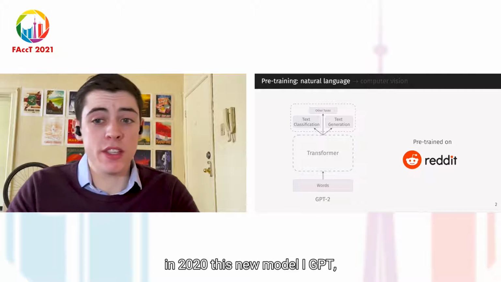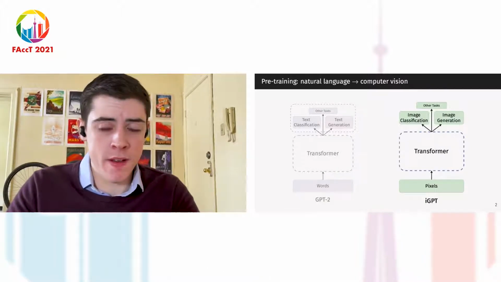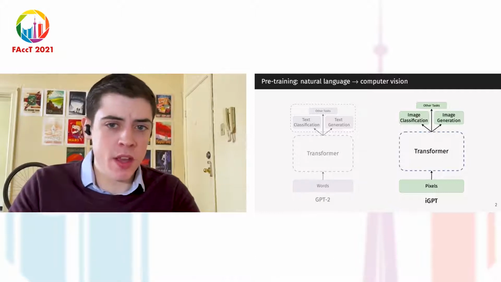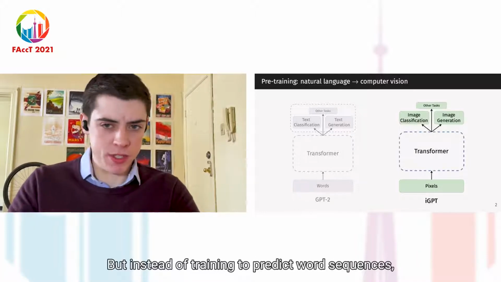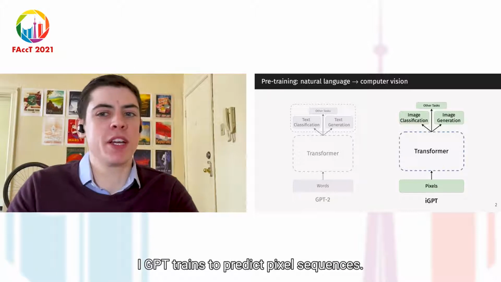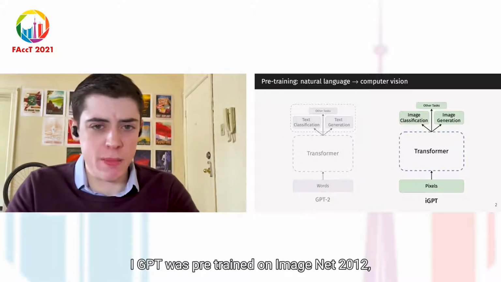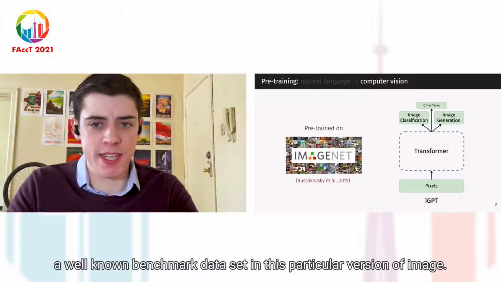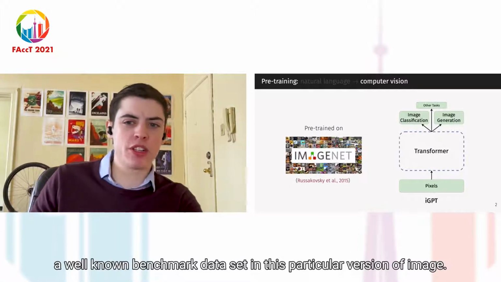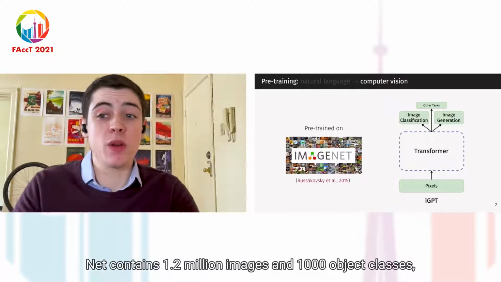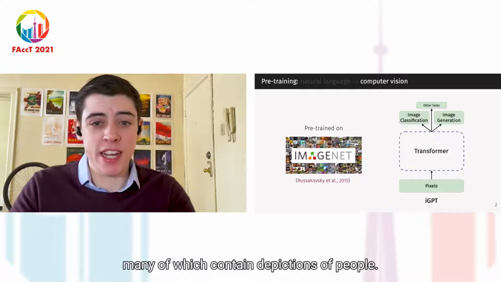Well, in 2020, this new model, iGPT, was released. And iGPT has nearly the same architecture as GPT-2, but instead of training to predict word sequences, iGPT trains to predict pixel sequences. iGPT was pre-trained on ImageNet 2012, a well-known benchmark dataset. And this particular version of ImageNet contains 1.2 million images and 1,000 object classes, many of which contain depictions of people.